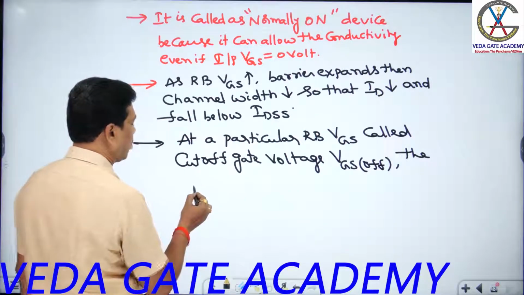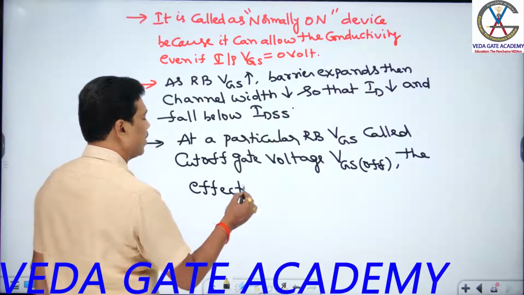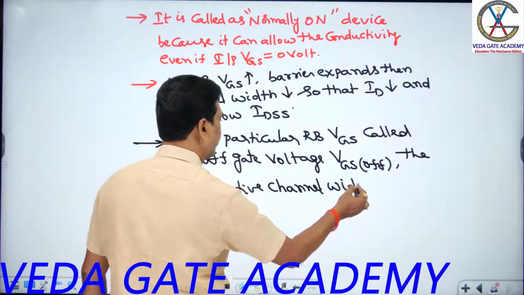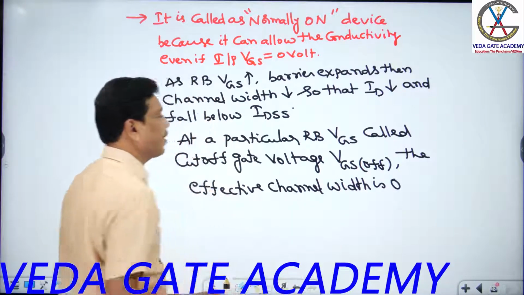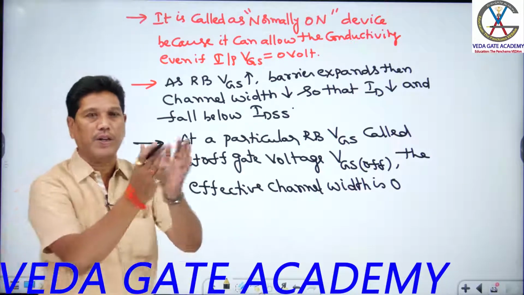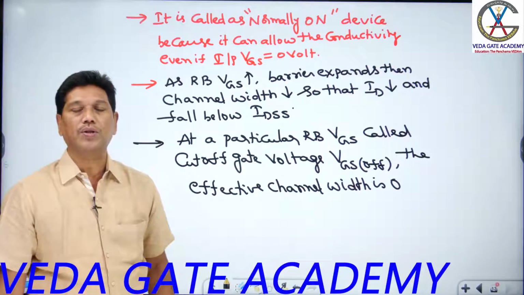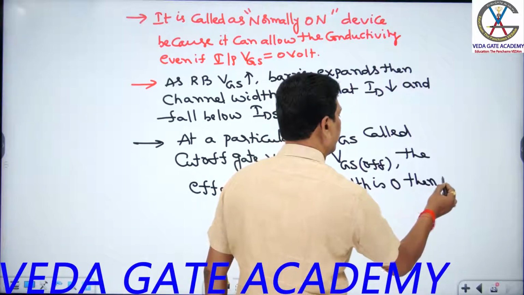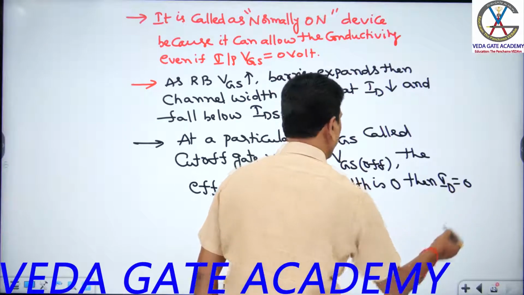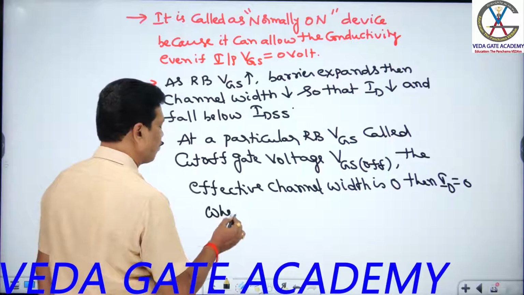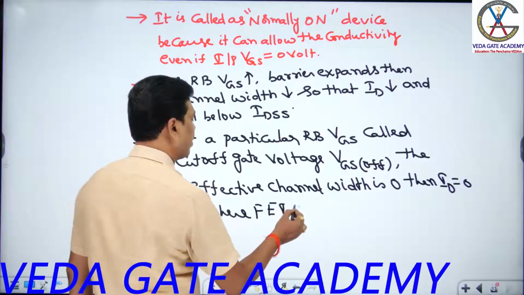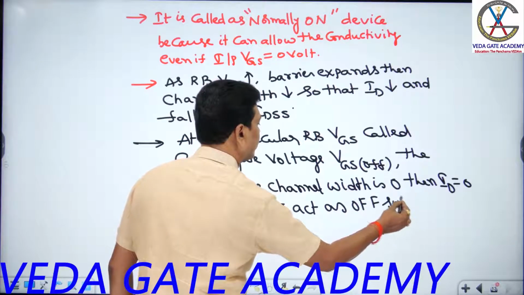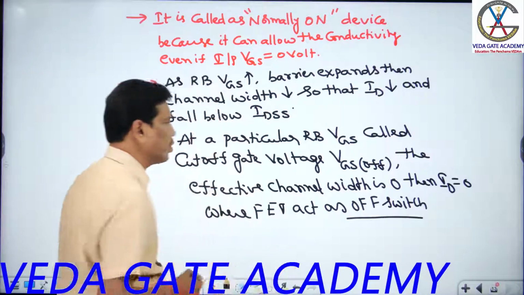Both barriers touch each other, I told. So the effective channel width is 0. Right? Both barriers are touching, indicating that the channel width is 0, such that none of the carriers can drift. Then drain current ID equals 0, students, where the FET acts as an off switch. Under switching mode, it can be considered as an off switch, students.